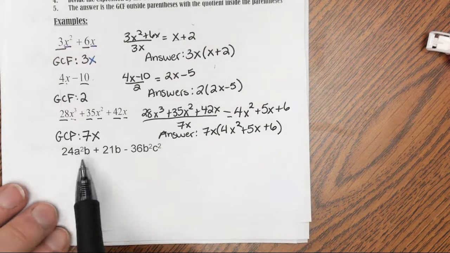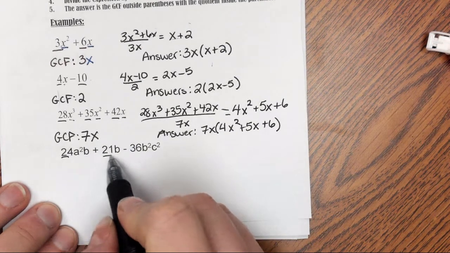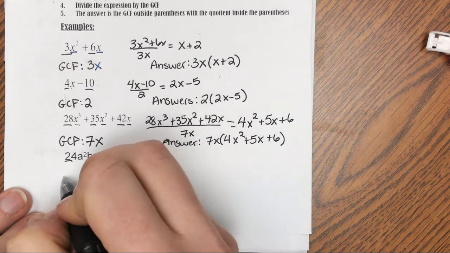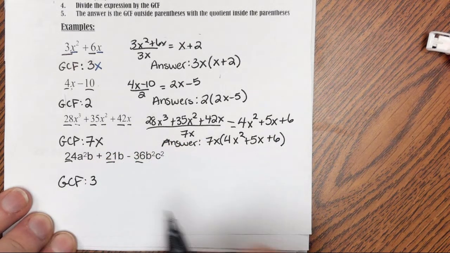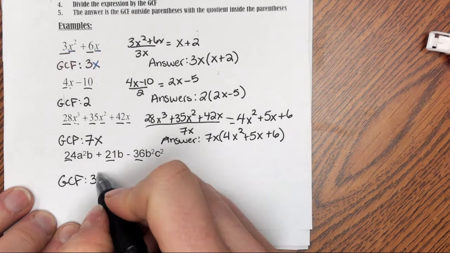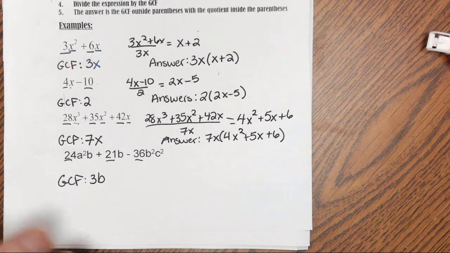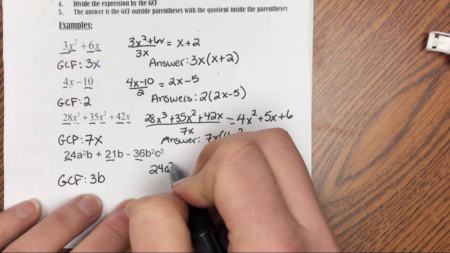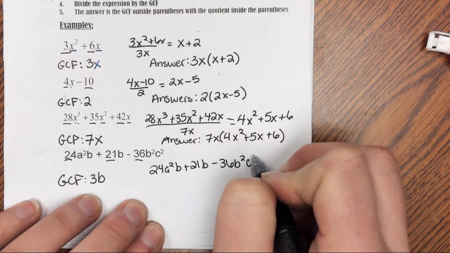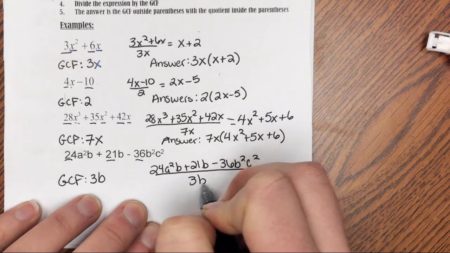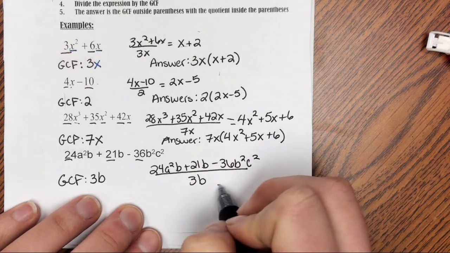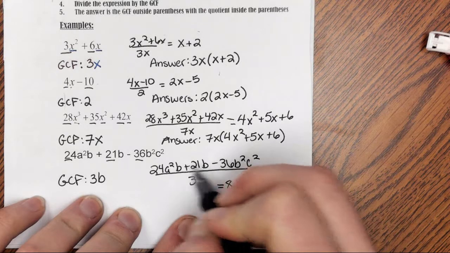Last example, greatest common factor of 24, 21, and 36 is going to be 3. And then the greatest common factor of a squared b, and b squared c is just going to be b. So I'm going to take 24a squared b plus 21b minus 36b squared c squared, all divided by 3b. So 24a squared b is going to leave me with 8a squared.